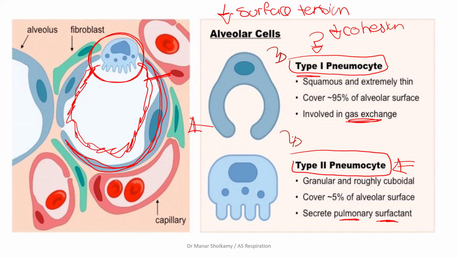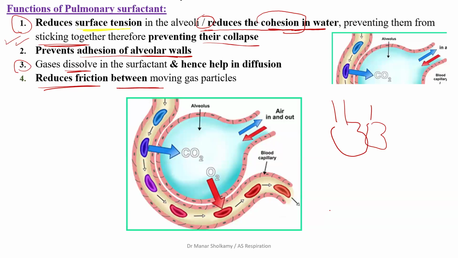Type 2. What is the single function of type 1? Gas exchange. They're very thin and porous, and they allow diffusion of gases. Type 2, what is their only function? They secrete pulmonary surfactant. Yes, it's a fluid that does what? It prevents the alveoli from collapsing.